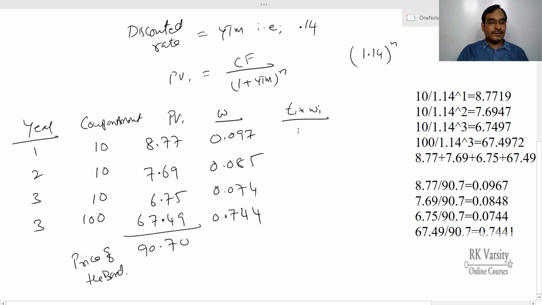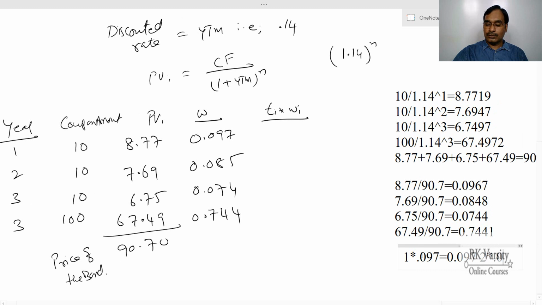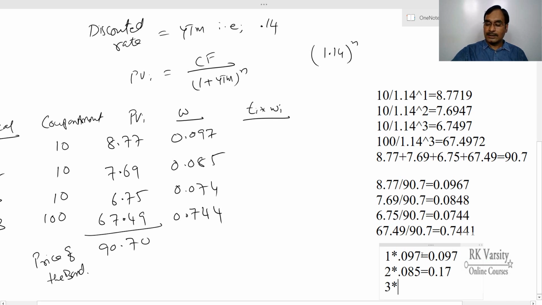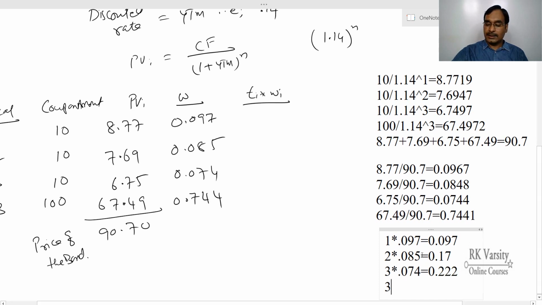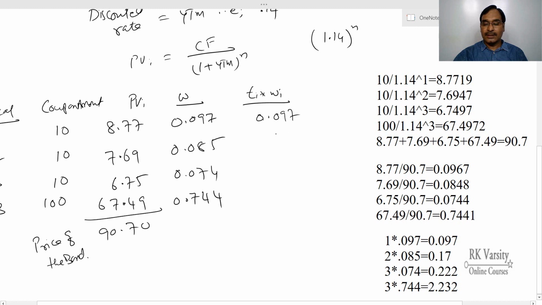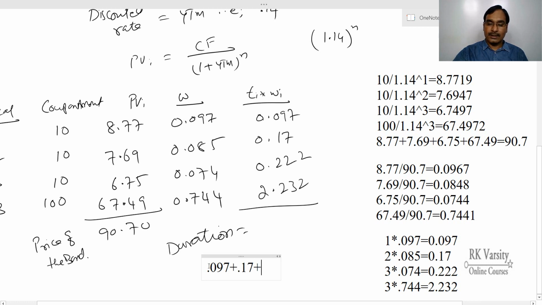Now to get the duration, we compute T of i times weight of i. So the first year is 1 into 0.097, the second year 2 into 0.085, the third year 3 into 0.074, and 3 into 0.744. So these are 0.097, 0.17, 0.222 and 2.232. We'll calculate the total of this, which gives us the duration. So duration equals 0.097 plus 0.17 plus 0.222 plus 2.232, that is 2.721.